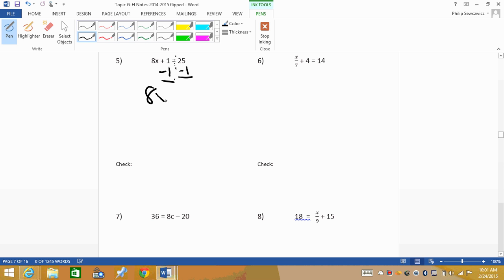So I've got an 8x. I've got my equal sign. Bring down the equal sign. A lot of times people forget about that. Make sure that you end up doing that. 25 minus 1, hello, 24.